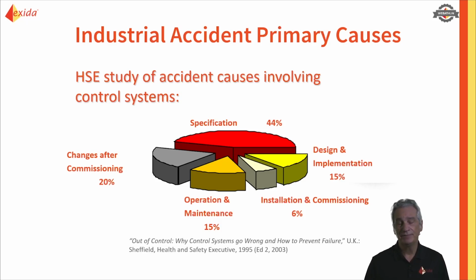A further 15% was implementation. Well, of course, if the design's bad to start with, the specification's bad, the implementation isn't going to be much better. But also, after installation and commissioning, and during operation and maintenance, there's another 35%. So this is very important to understand, because these are all systematic failures in nature. The sad part about this was they redid the study in 2003, some 8 years later, and the percentages hadn't really changed that much. So we need to be very mindful of systematic.